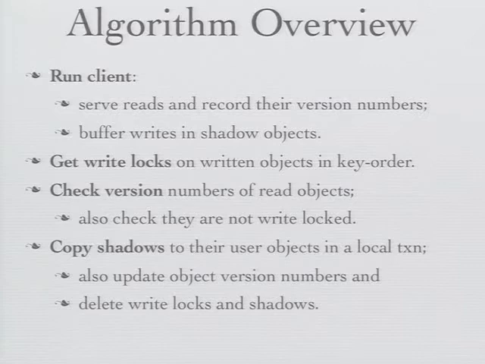I'll repeat the question. If I got write locks, why do I then check that the objects don't have write locks? I get write locks on all the objects I write. For all the objects I read, which could be a different set of objects, I check the version number is still good, so no one else has written it, and no one else has it locked. No one else has the objects I read write locked. Because you could read some objects and write others. You tend to read and then write the same objects, but it could be separate sets of objects. Good question, thank you. Yes, and if you were near the mic, please use the mic.